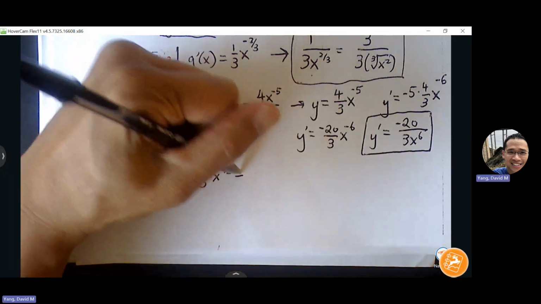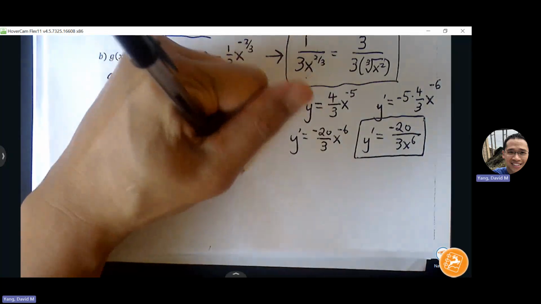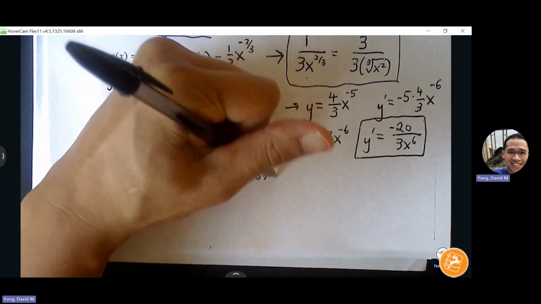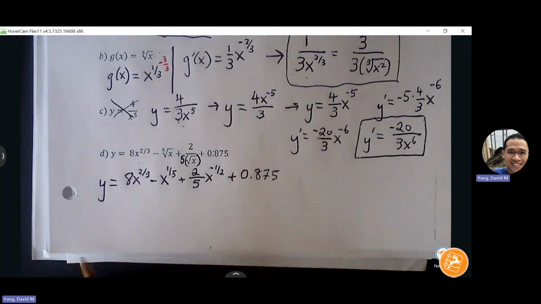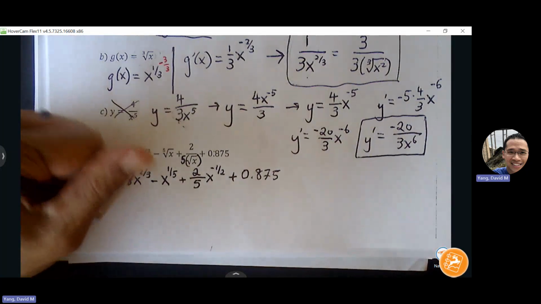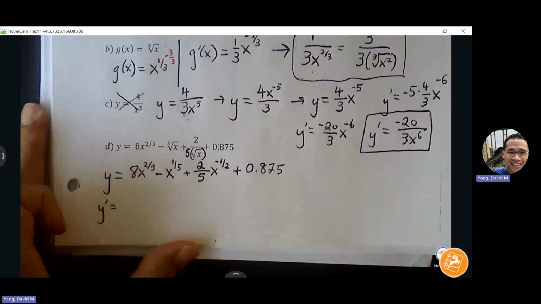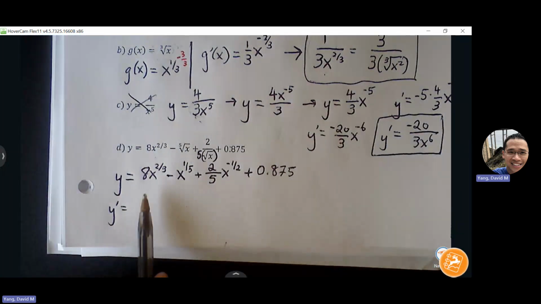Okay. Any changes with this? The last is just a constant, so I'm going to rewrite it. Okay. Now we haven't done anything calculus-wise. We've just cleaned everything up so that the derivative can flow nicely. Okay. So now we're ready for the derivative y prime. We're going to do our derivative rule 4 times.